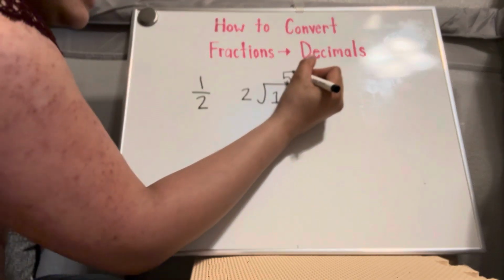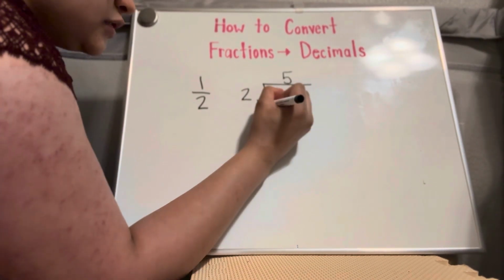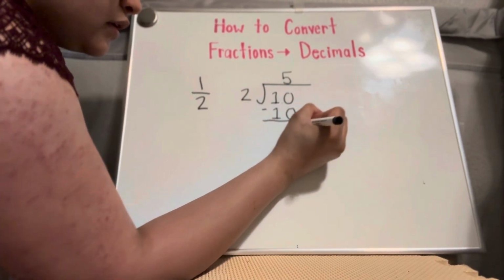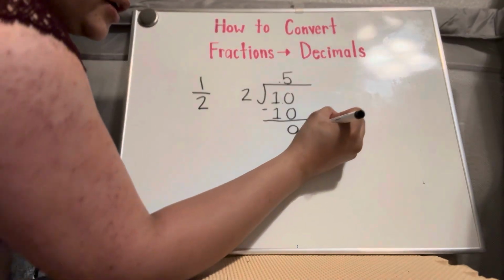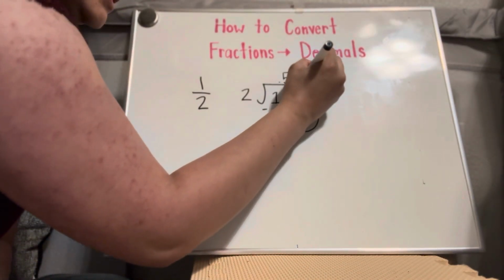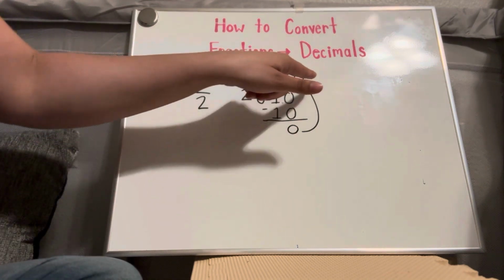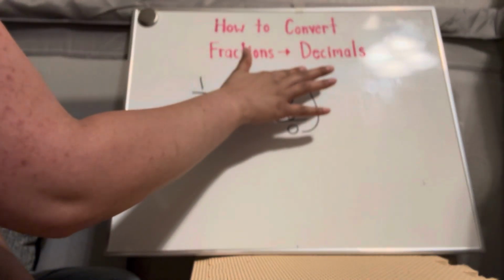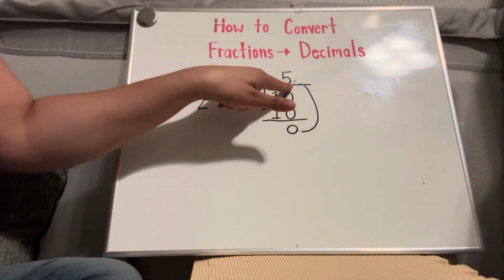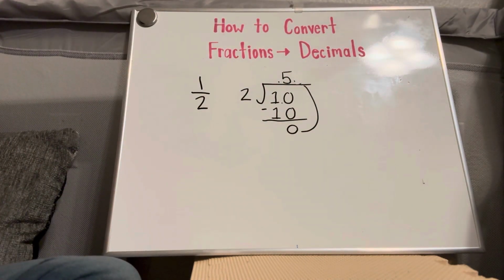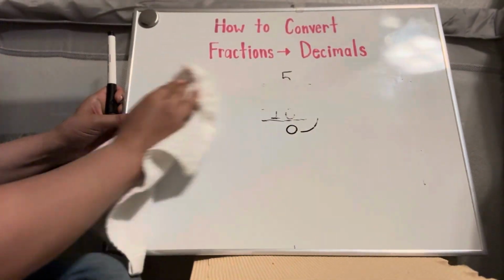And what is 2 times 5? Another 10. So subtract that, and we get 0. Now, for this example, we're going to carry our 0 up. That's not always necessary. And what do we have? 0.50. Now, how do we say this as a decimal? We have 5 tenths. So for our next example, let's go ahead and wipe this off.